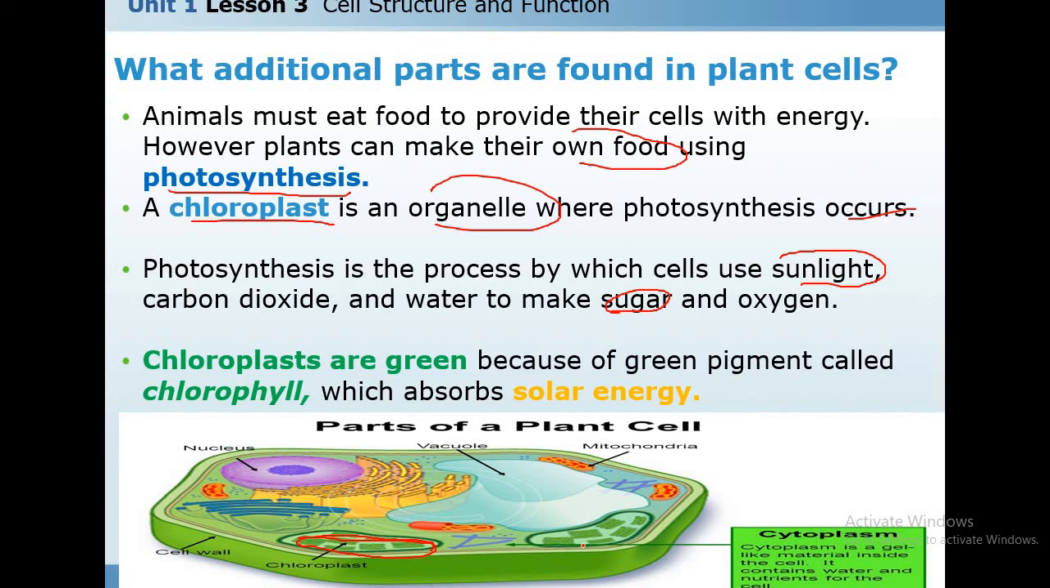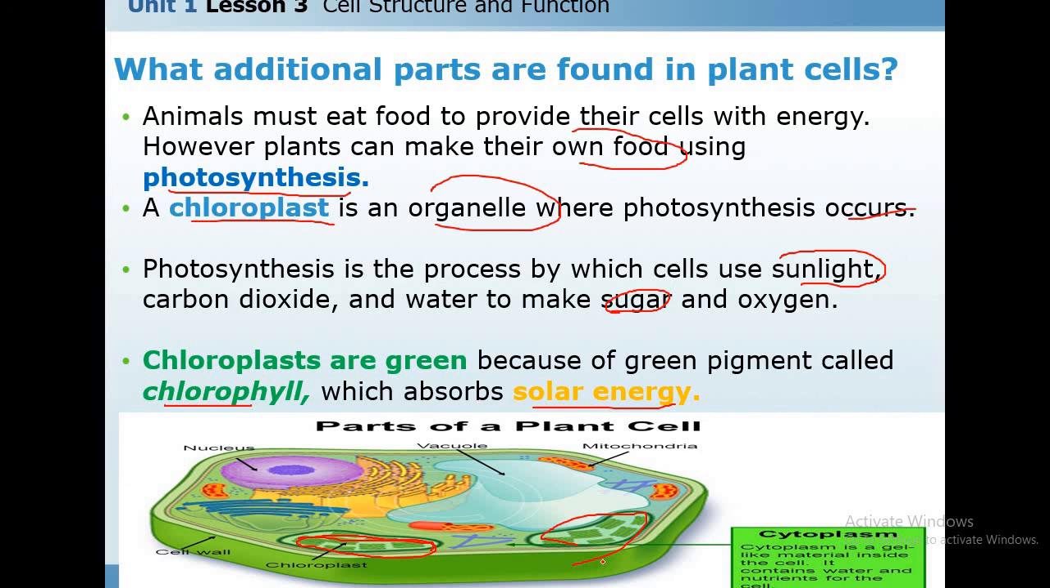Chloroplasts are green. Look, it's a green color. Why? Because of a green pigment called chlorophyll. There is a green pigment inside the chloroplast called chlorophyll, which absorbs solar energy, absorbs sunlight. So this chlorophyll present inside the chloroplast is responsible for absorbing solar energy or sunlight.